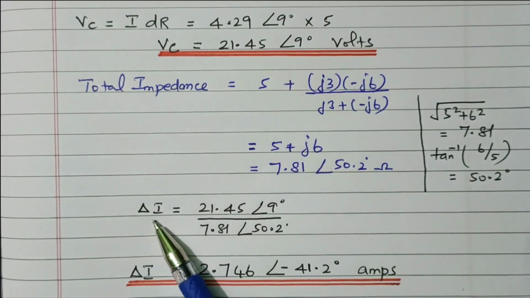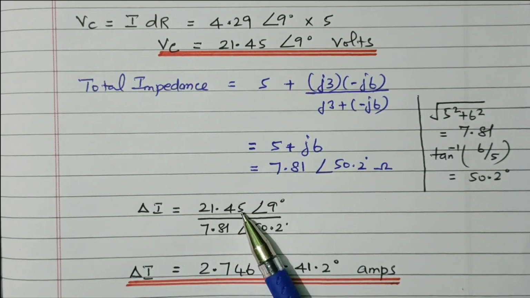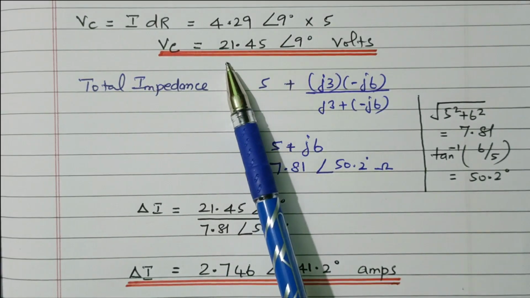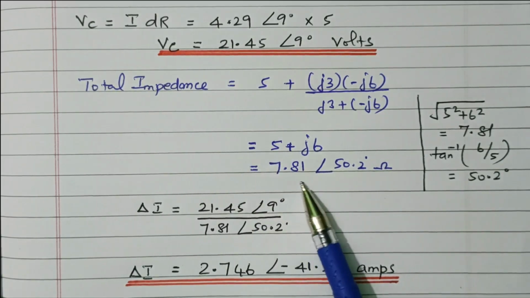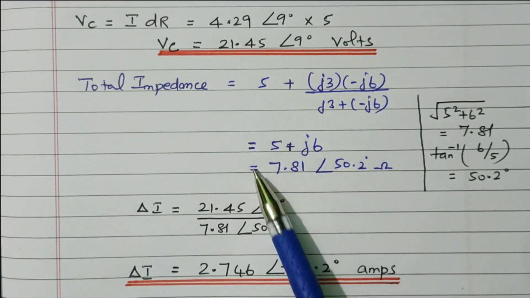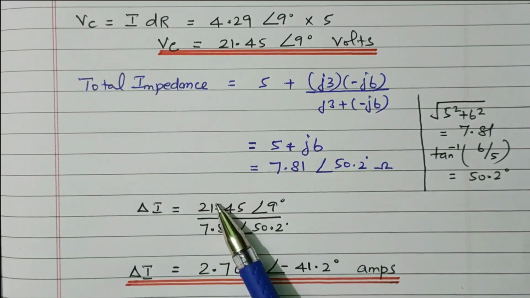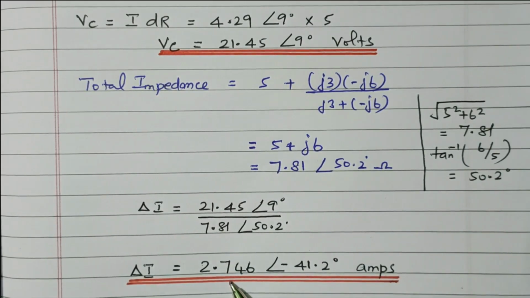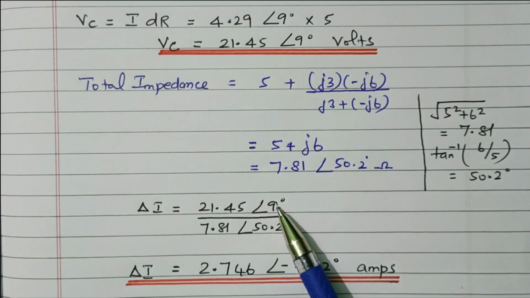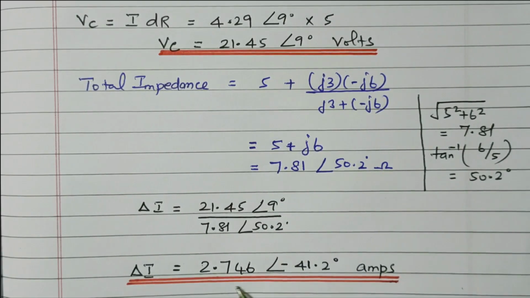So from that we can find the change in current. I equals V by Z. V is 21.45 with 9 degrees. This is the compensated voltage. In network B we have the compensated voltage divided by the impedance we calculated by changing the resistor to 5. This is the new impedance, 7.81 with an angle 50.2. So you have to divide these two. 21.45 divided by 7.81, so 2.746. Angle, how to do? 9 minus 50.2. So that is minus 41.2 degrees. From 9 we have to subtract 50.2. So this is the change in current.